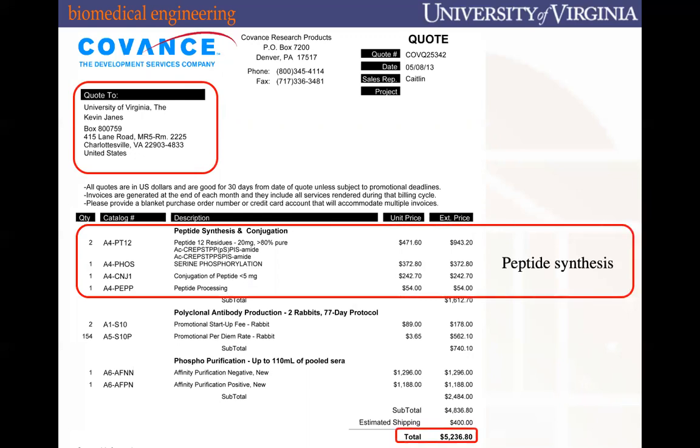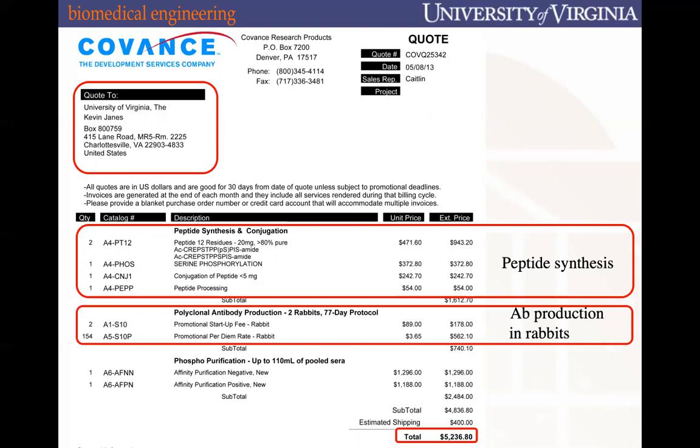where they used this company to make this specific peptide. They have the phosphorylated and unphosphorylated part of it. And what they ended up doing was using rabbits to raise this antibody. So the peptide was injected into rabbits. And you can see the price tags with each of these items as it collects.